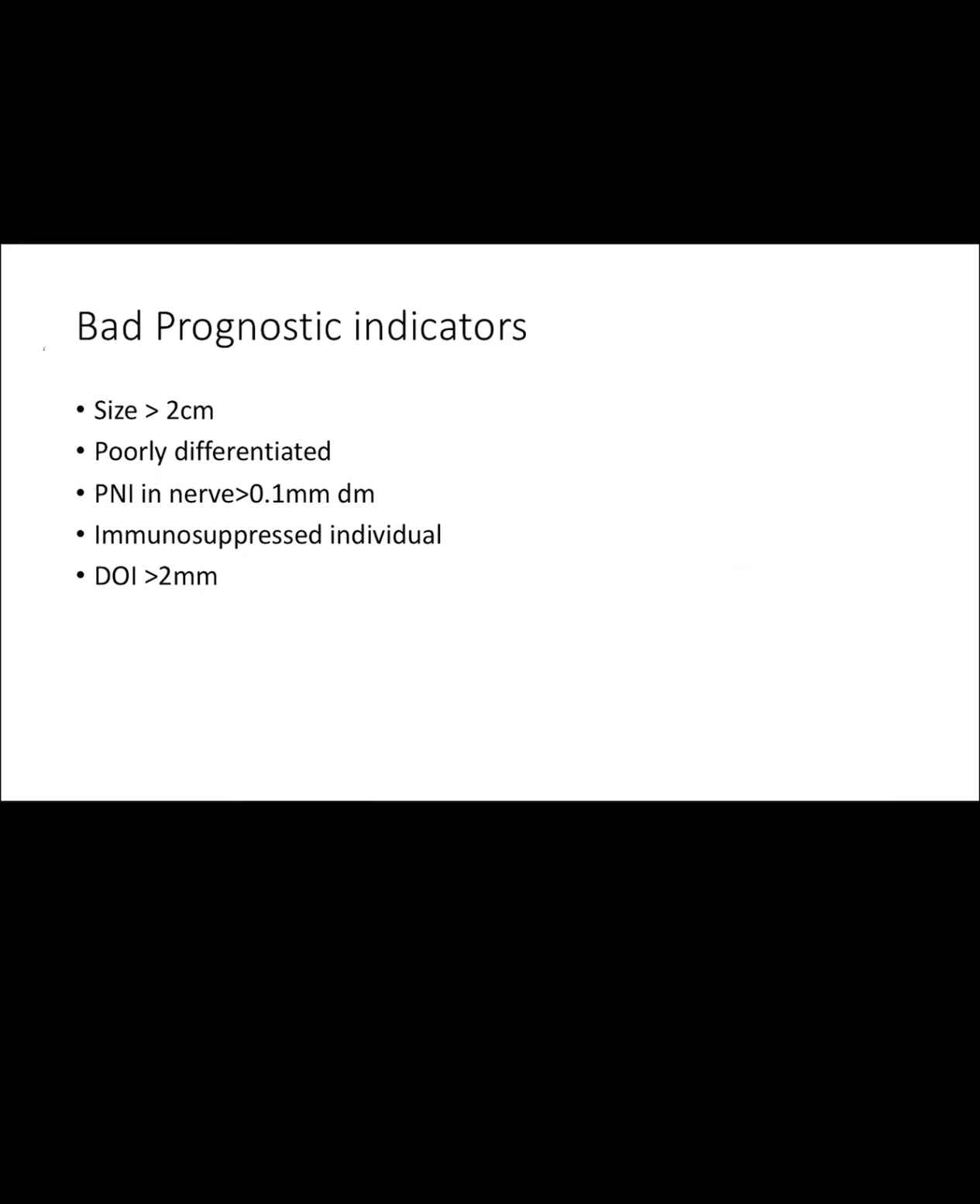Now, lastly, the bad prognostic indicators in the case of SCC. If size is more than 2 centimeters, it carries a bad prognosis. Poorly differentiated tumors with very little evidence of keratinization also have a bad prognosis. Well differentiated tumors have a better prognosis. Perineural invasion of nerves more than 0.1 millimeter in diameter is again a bad prognostic indicator. If the individual is immunosuppressed, it carries a bad prognosis. And lastly, if the depth of invasion is more than 2 millimeters, it carries a bad prognosis.